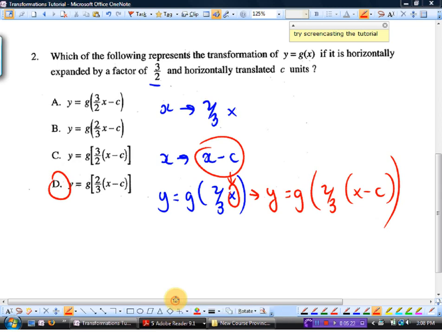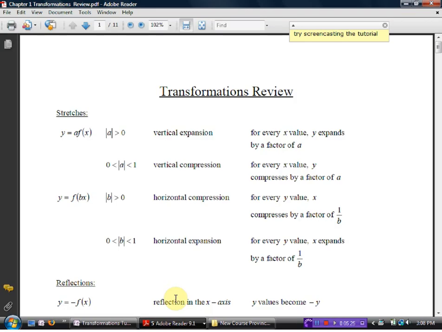One of my friends who typed up a review summarized everything this way, and I'll put this one online under Transformations Review as well, eventually. He said, here's what you want to remember.